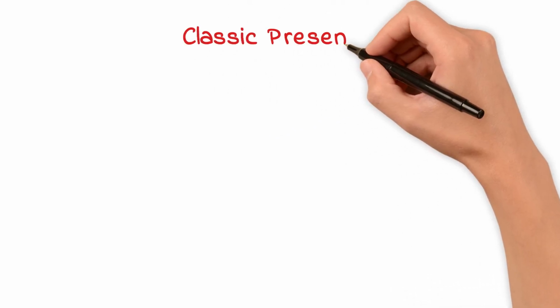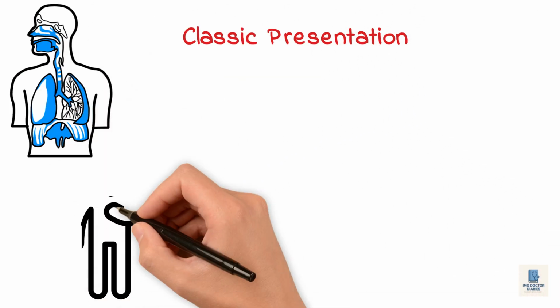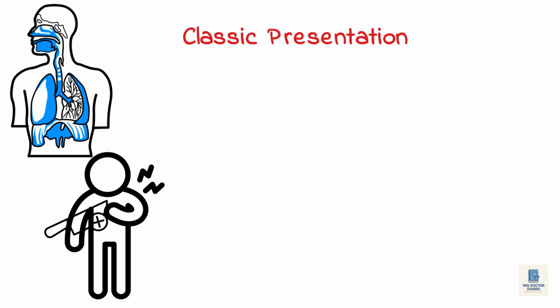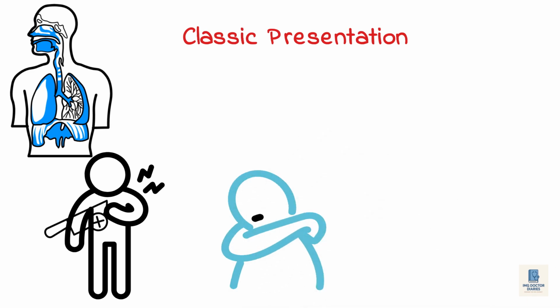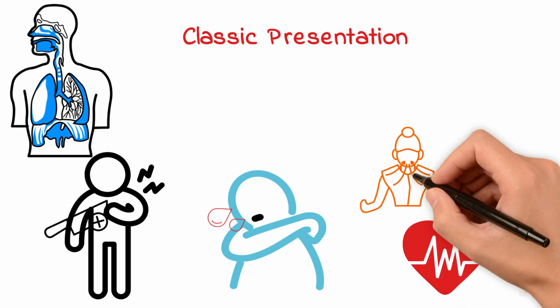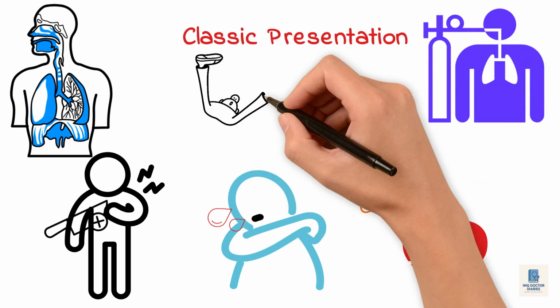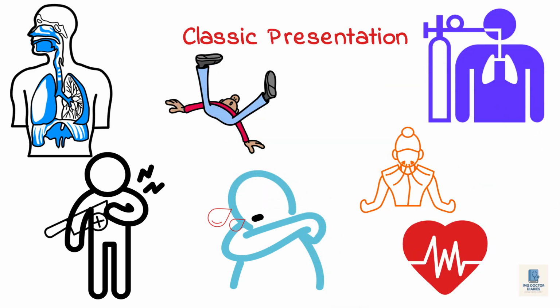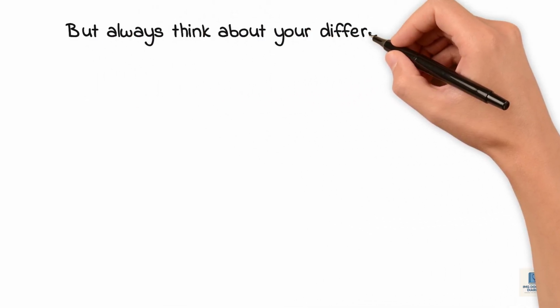Next, the classic presentation. Sudden onset shortness of breath, pleuritic chest pain, sharp, worse on inspiration, cough, sometimes with hemoptysis. On examination, you might see tachycardia, tachypnea, hypoxia. And in a massive PE, they might be hypotensive, have syncope, or show signs of right heart strain, like a raised JVP. But always think about your differentials first.